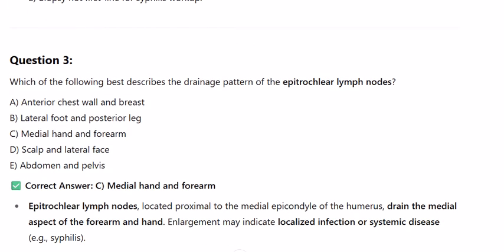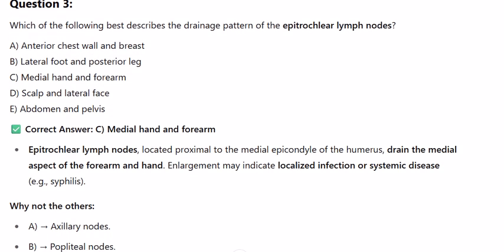Question 3. Which of the following best describes the drainage pattern of the epitrochlear lymph nodes? A. Anterior chest wall and breast. B. Lateral foot and posterior leg. C. Medial hand and forearm. D. Scalp and lateral face. E. Abdomen and pelvis. Correct answer C.